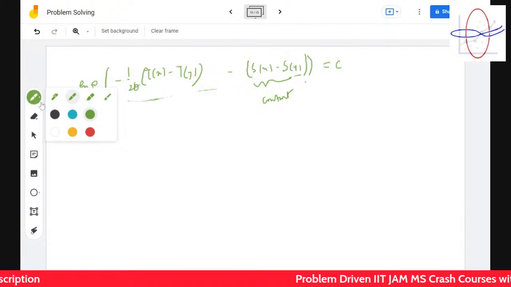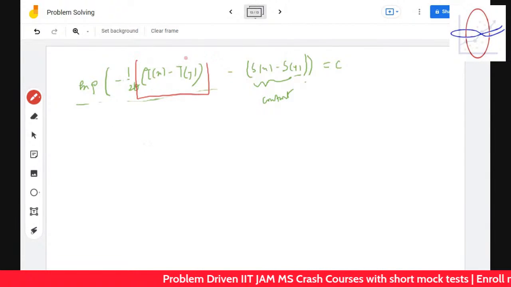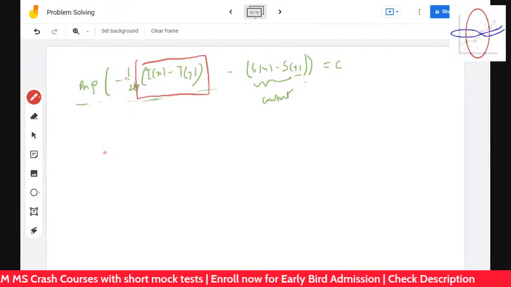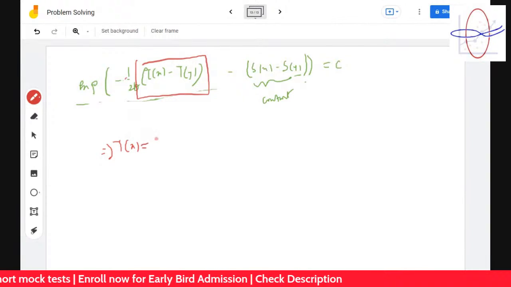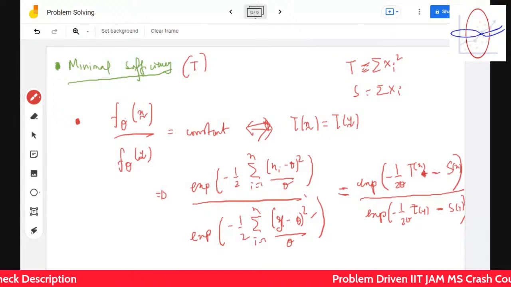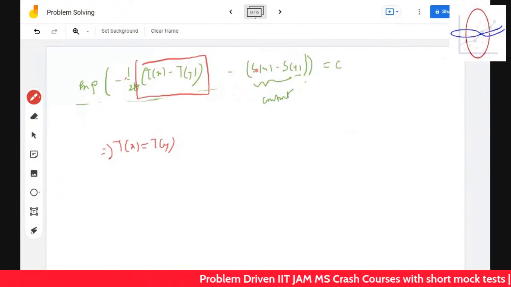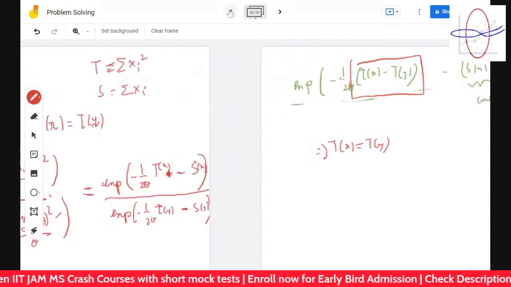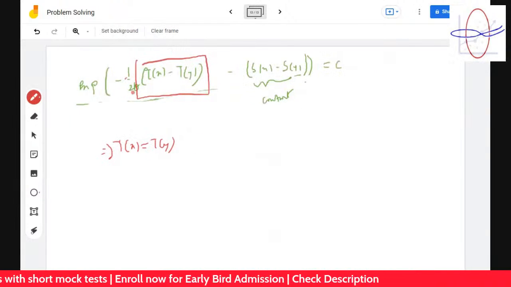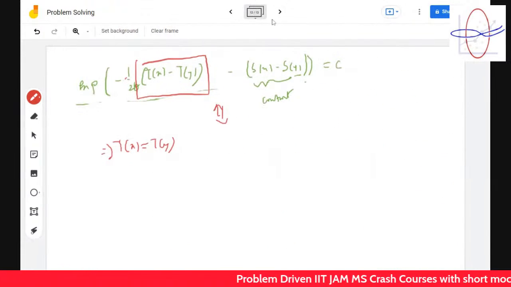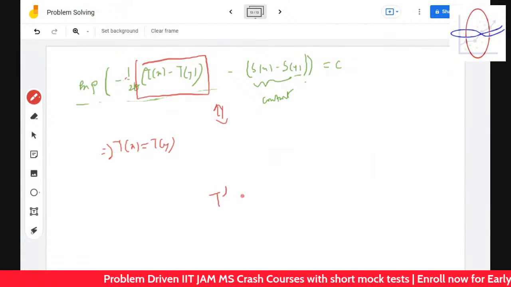So why did we consider that? This just implies we'll be only taking this part, because this contains theta. If it is not zero, this will be a function of theta. So therefore, tx must be equal to ty. This is the full logic. So the previous logic was flawed. Just because there is sx minus sy doesn't mean that it should be that way. This is the full logic. It has to be zero, otherwise this will be a function of theta. So this is if and only if this. So therefore T is minimal sufficient, summation xi square, not S.